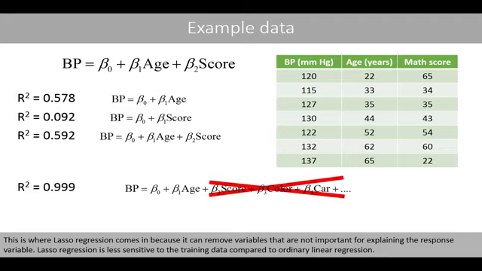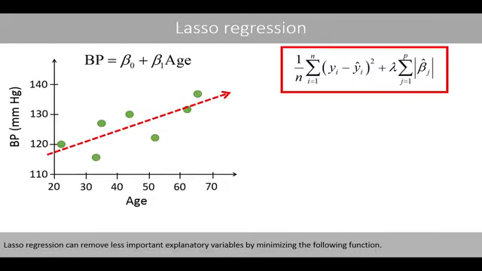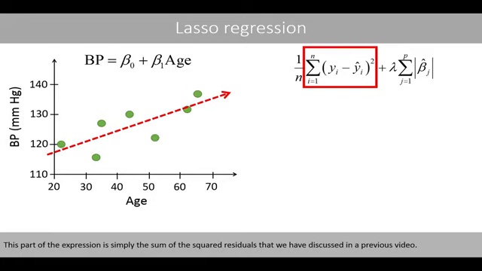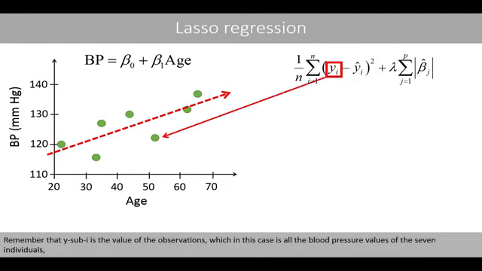So this is where Lasso regression comes in, because it can remove variables that are not important for explaining the response variable. Lasso regression is less sensitive to the training data compared to ordinary linear regression. Lasso regression can remove less important explanatory variables by minimizing the following function. This part of the expression is simply the sum of the squared residuals that we have discussed in the previous video. Remember that y sub i is the value of the observations, which in this case is all the blood pressure values of the 7 individuals.